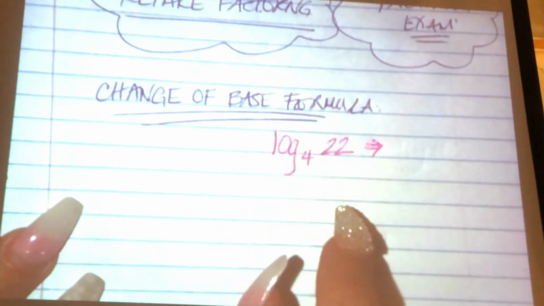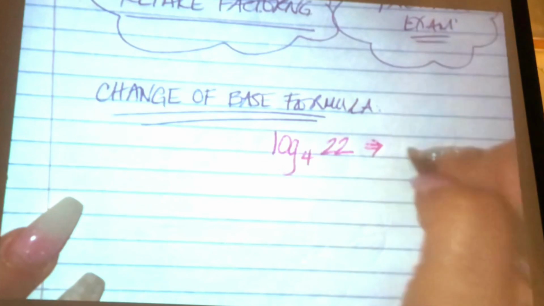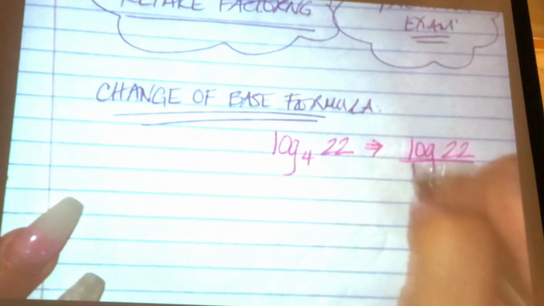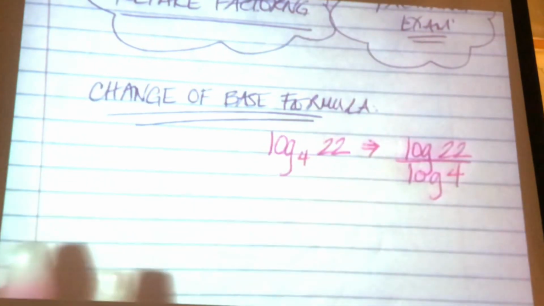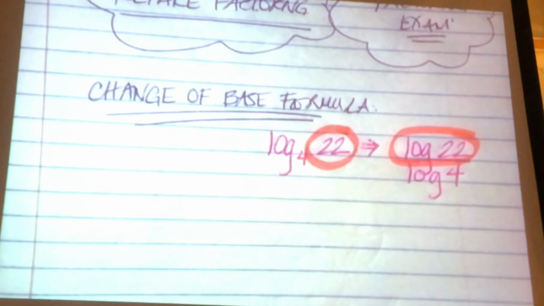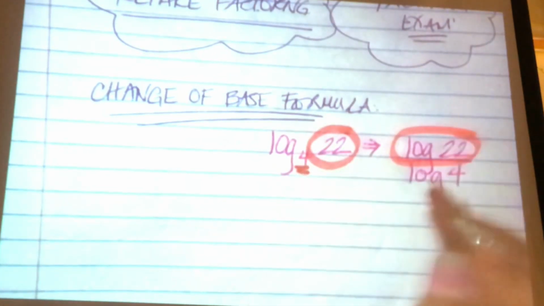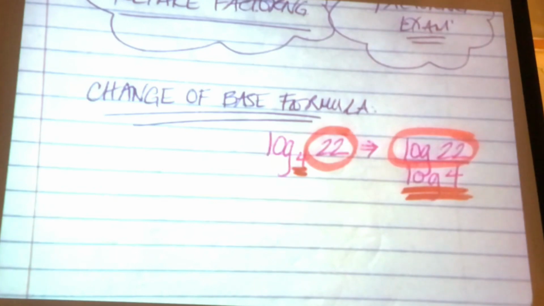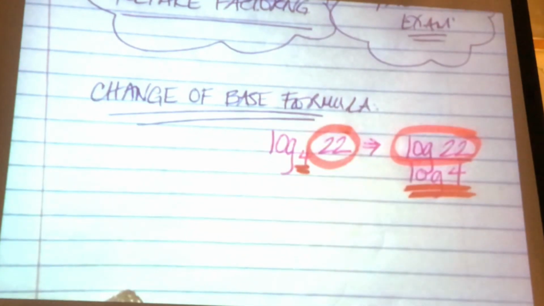But the change of base formula also tells me that if you want to know what the log base 4 of 22 is, you could also just take the log of 22 and divide that by the log of 4. Notice that the big number goes on top. See this 22? Has to be on top. And then this 4, the smaller one, goes on the bottom. Does it have to be that way? Yeah, that's the only way it's going to work. So if you want to know what the log base 4 of 22 is, all you have to do is divide log of 22 by log of 4.